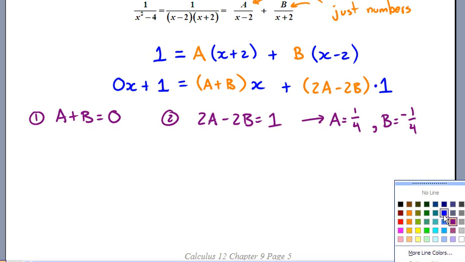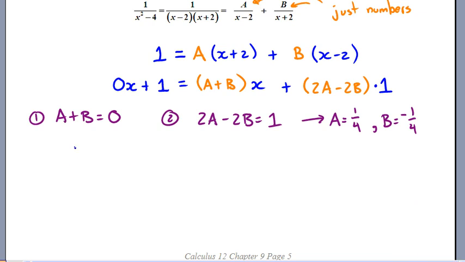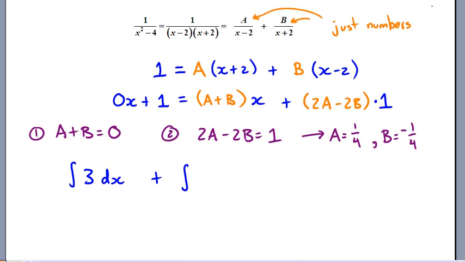Let's take their question and let's just rewrite it. Their question now turns into the integral of 3 dx. That happened when we fixed the improper fraction. That one's super easy. Plus the integral of, all right, let's do that a one, the a number on top of x minus 2. Okay, so there's like a 1/4, here, I'll write it that way, on top of x minus 2 dx. And another one, the b number, negative 1/4 on top of x plus 2, that b fraction.